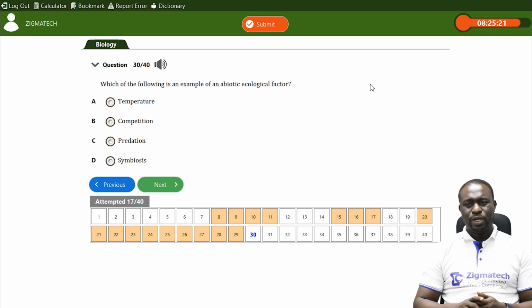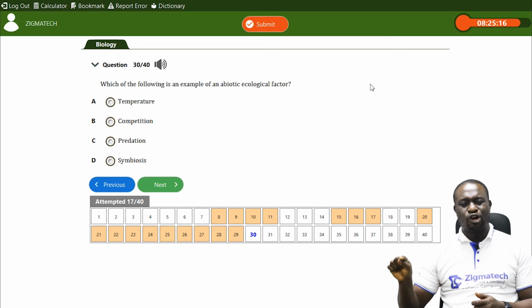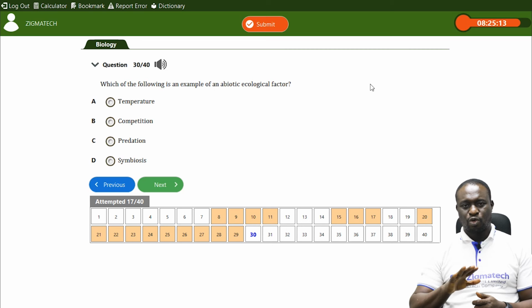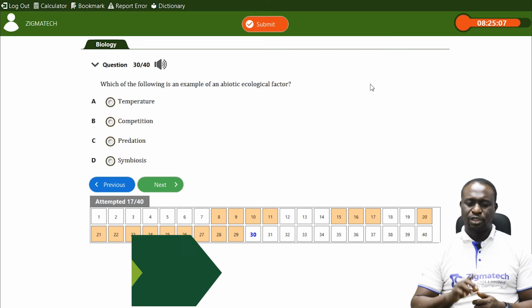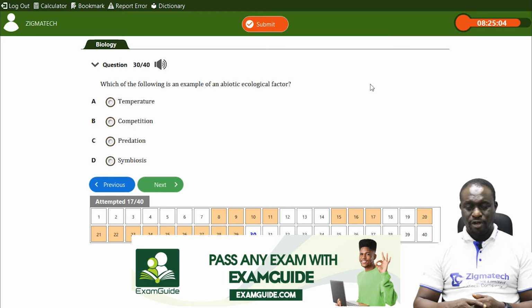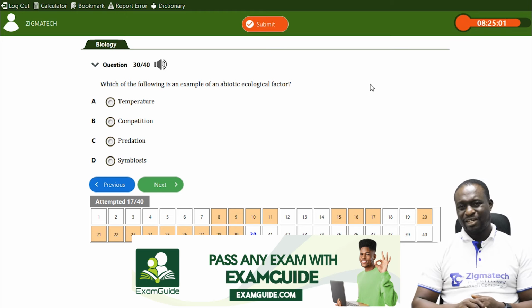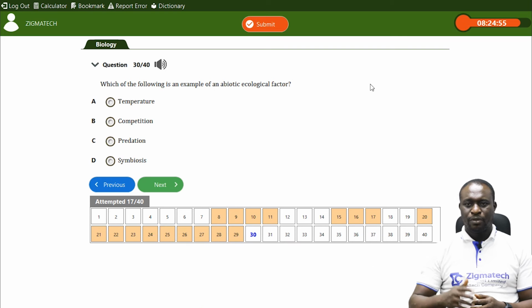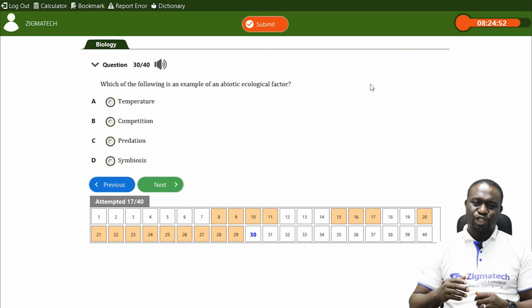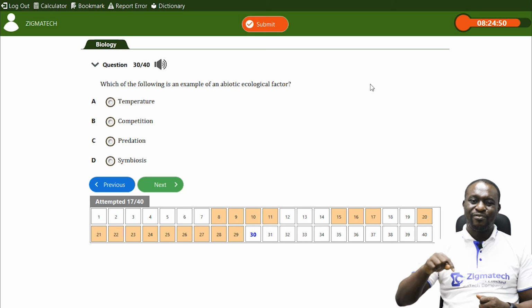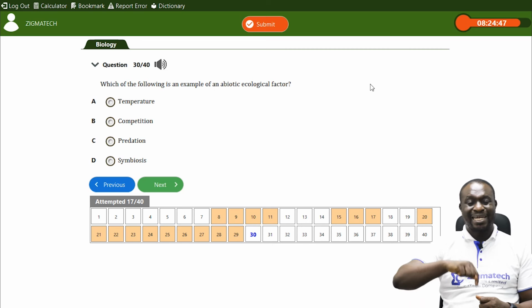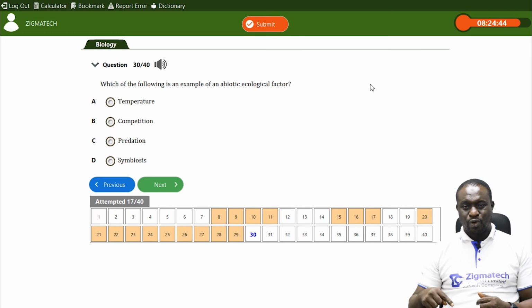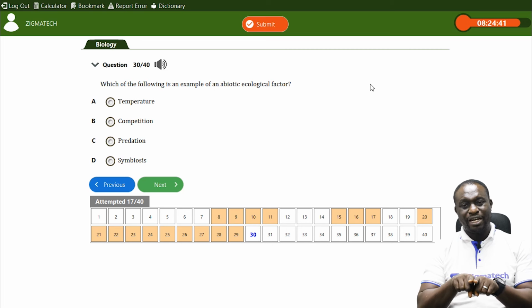Now the question again: which of the following is an example of an abiotic ecological factor? What we're going to be looking out for is something that has nothing to do with living organisms. Option A says temperature. Of course, temperature doesn't involve living organisms. Temperature is a climatic factor, so it is abiotic. Option B says competition. Competition has to do with living things; in fact, it is a characteristic of living things. Competition always exists between living organisms.